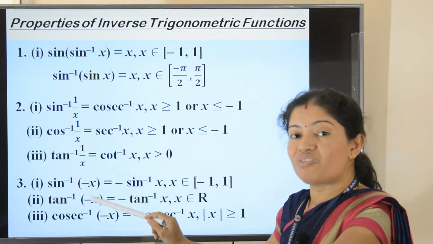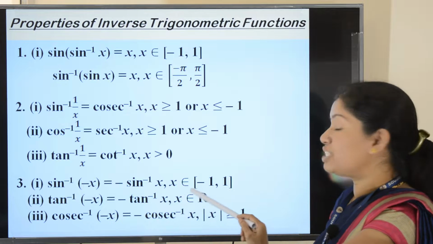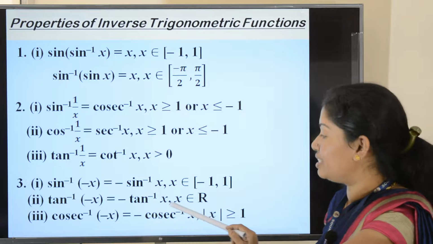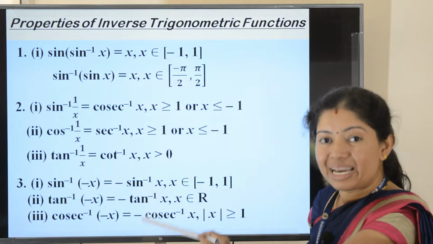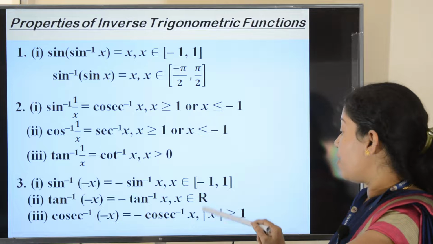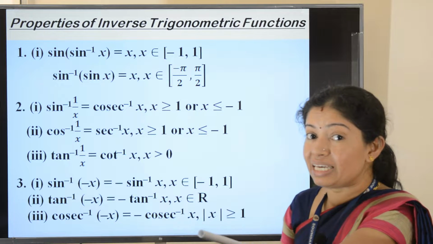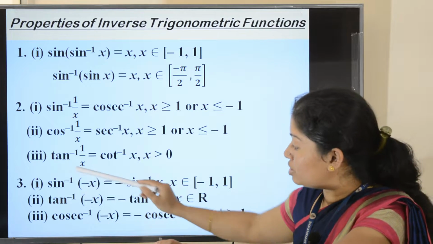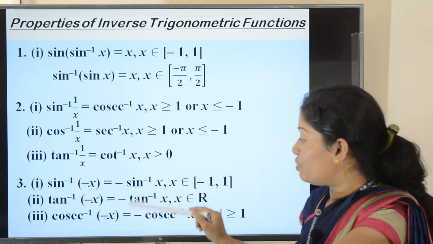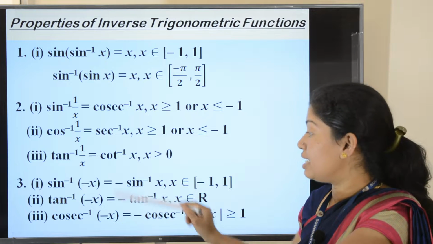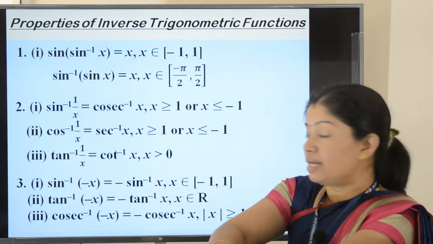And tan inverse of minus x is equal to minus tan inverse of x, where x belongs to the set of real numbers. Then cosecant inverse of minus x is equal to minus cosecant inverse of x, where mod x is greater than or equal to 1. In the beginning, I told you, you can group here also see the same set of inverse trigonometric functions which will satisfy this property here. Sin inverse, tan inverse and cosecant inverse.